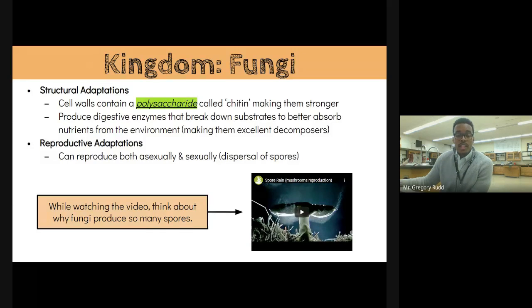Fungi also produce digestive enzymes. What is an enzyme? Which of the 4 biological compounds is an enzyme? We're doing some review here. Which of the 4 biological compounds is an enzyme? Come on, folks, I know we know this. Alicia, can you just remind us what the 4 biological compounds are?